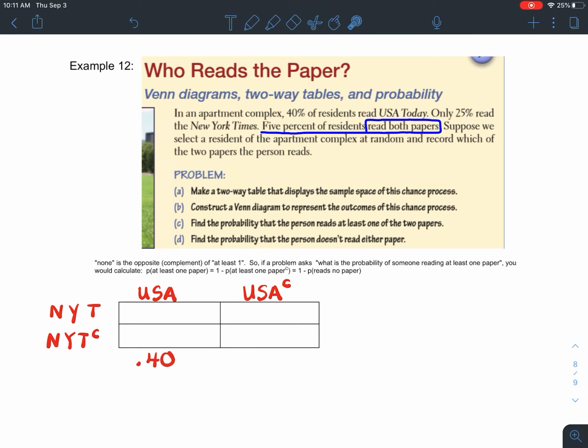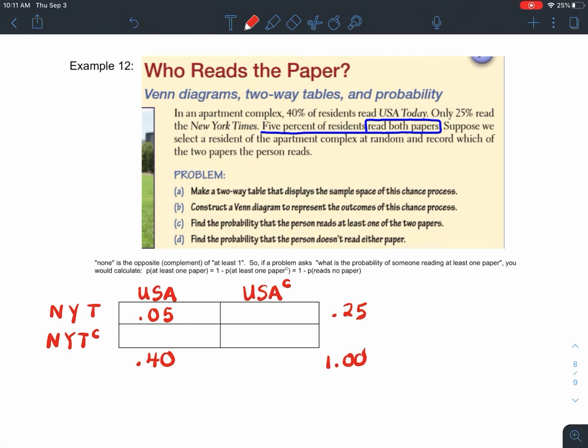It says 40% read the USA Today. So that means this whole first column should total the 40%. This again is percentages, similar to the previous problem. 25% are the New York Times, so the sum of that row should be 0.25. Again, keep in mind that the sum of the far right column and the very bottom row should total the 100%.